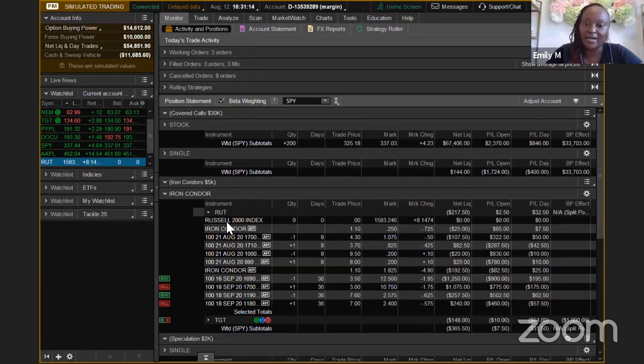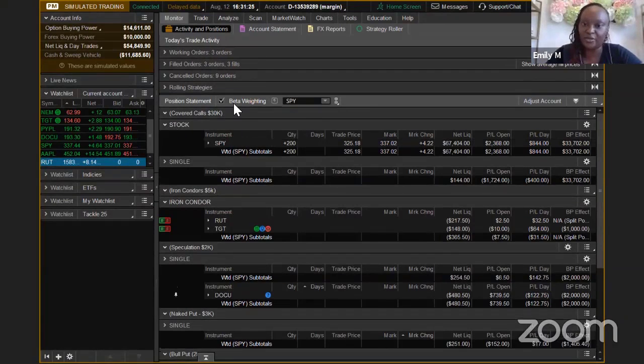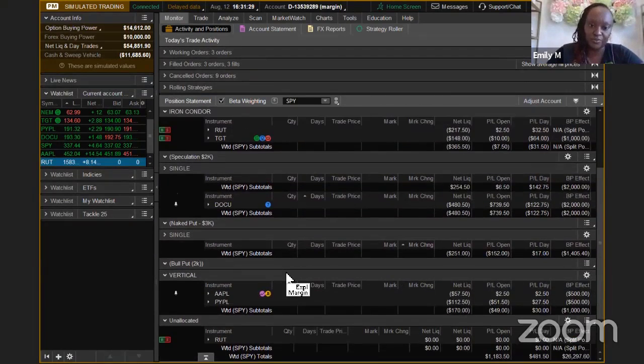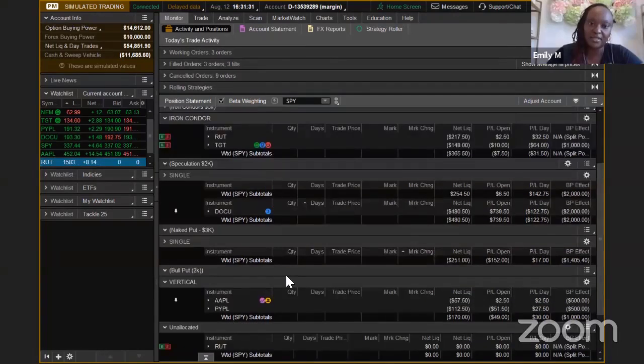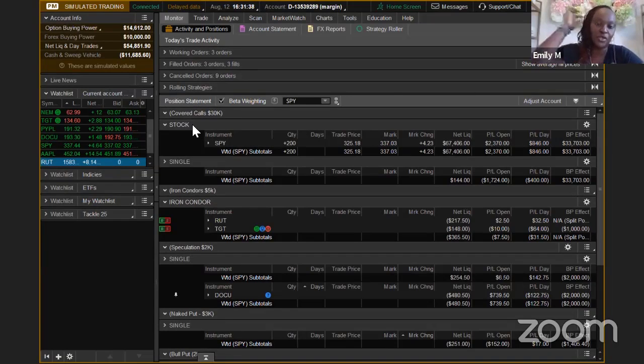So that's how I like to organize my trades, so that I can go through line item by line item to make sure that I have everything in play. If we start with the first trade here, we have the covered call. So this is the covered call that we have on the S&P 500.